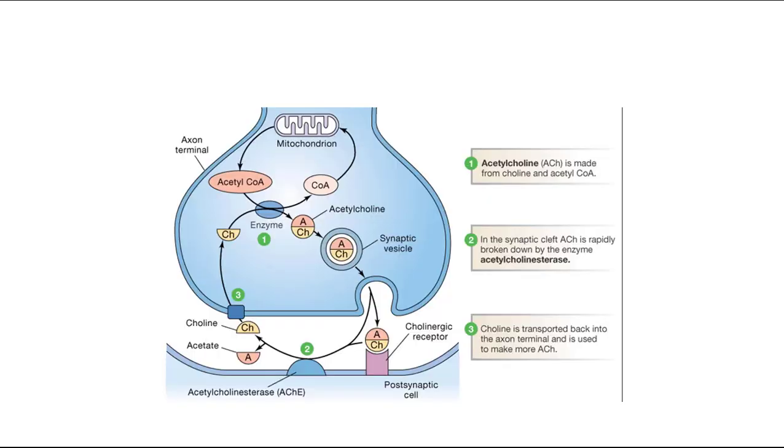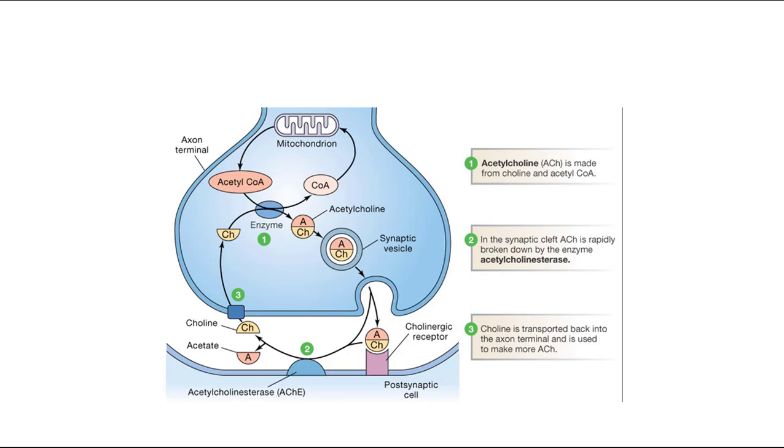acetylcholinesterase. Acetylcholine is made from choline and acetyl coenzyme A. In the synaptic cleft, acetylcholine is readily broken down by the enzyme acetylcholinesterase. And choline can be washed away from the neuromuscular junction or taken up by the presynaptic membrane for reincorporation back into acetylcholine.